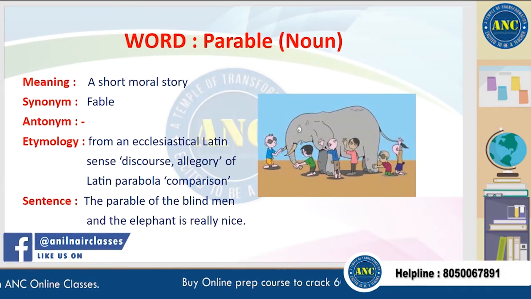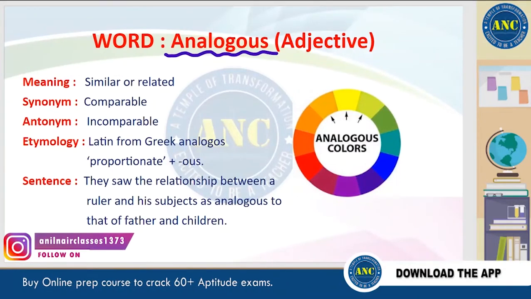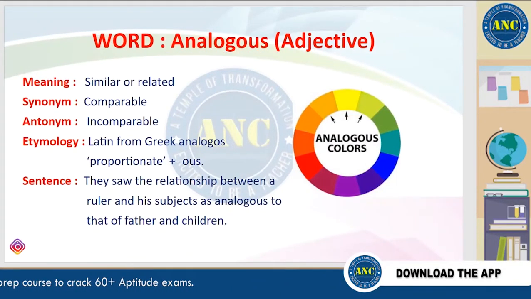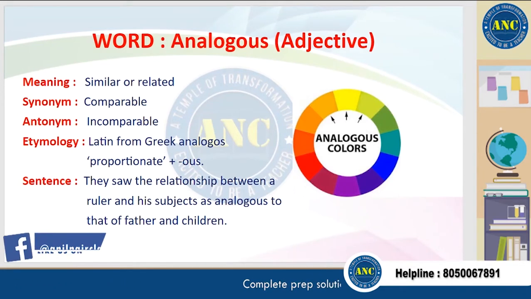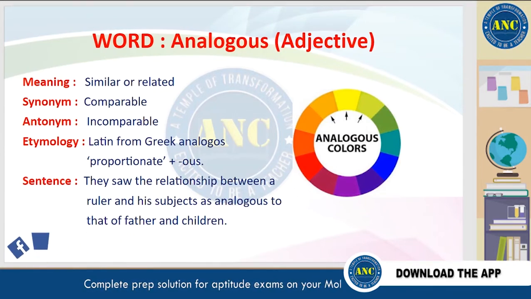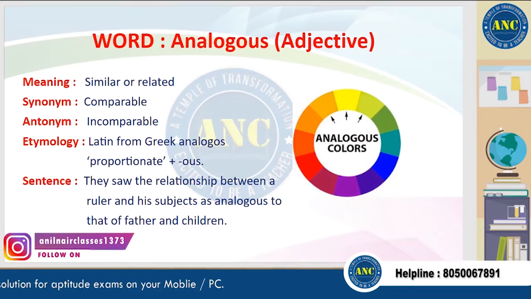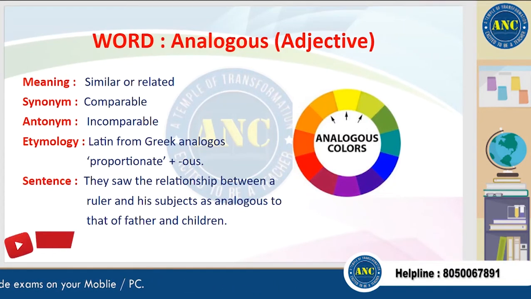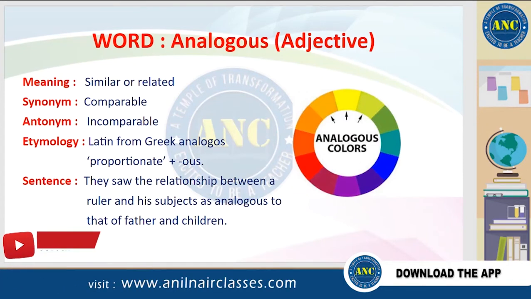Moving on to the next word. Analogous. Analogous means similar or related. A synonym is comparable. An antonym is incomparable. It is derived from a Greek word which means proportionate. A sentence for this word is, they saw the relationship between a ruler and his subjects as analogous to that of father and children.